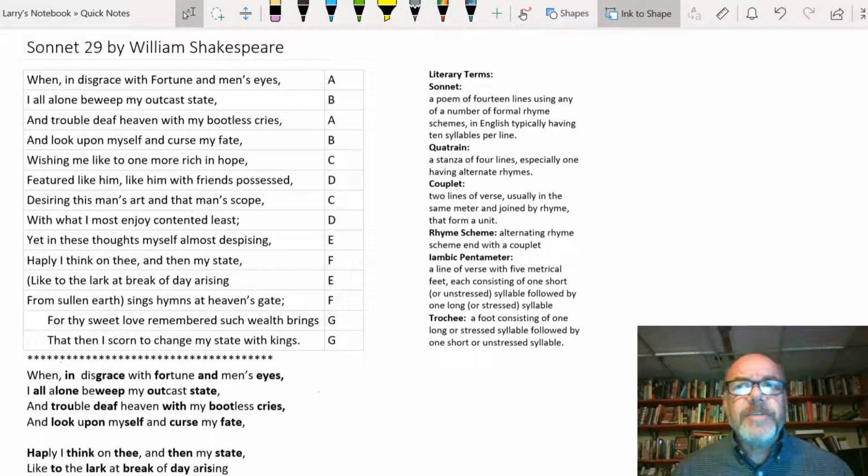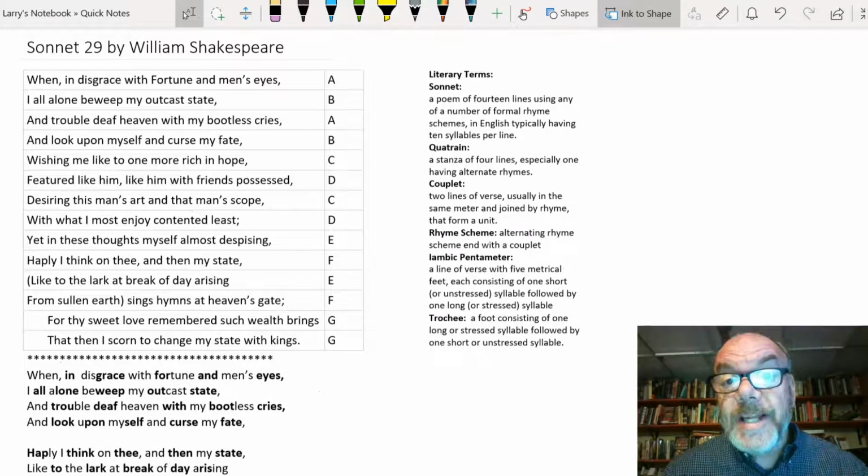Shakespeare was born in 1564, died in 1616. He is considered to be the greatest playwright in the English language. He also wrote the collection of poetry, 154 sonnets. There's a whole study of the sonnet cycle, but I'm not really going to go into that. I'm just going to look at this one sonnet here today.